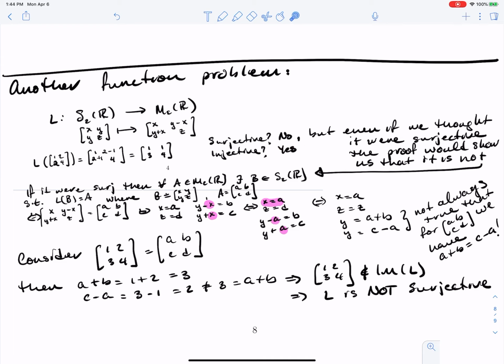But even if we were wrong, even if we weren't sure that it was going to be injective or surjective, if we tried to prove that it were surjective, then what we would find is the proof would show us that it's not surjective. So let's look at that. And you might want to pause the video and just try and do it on your own and then check back.